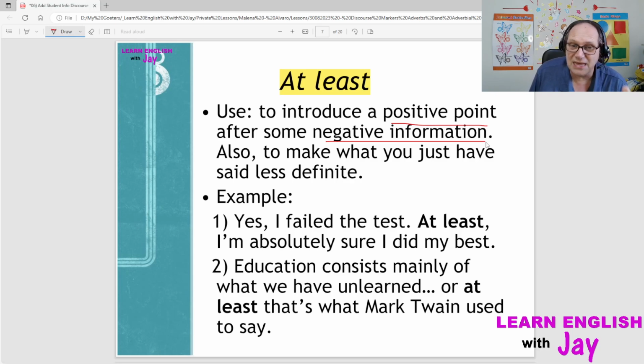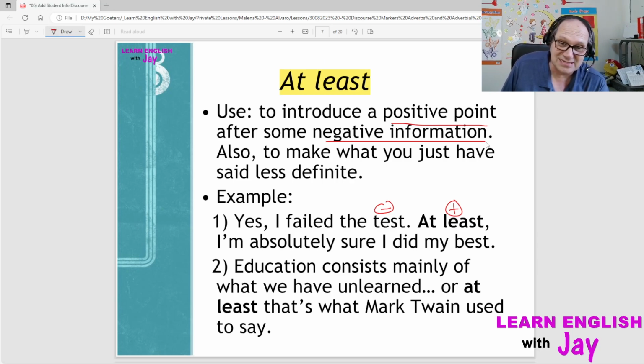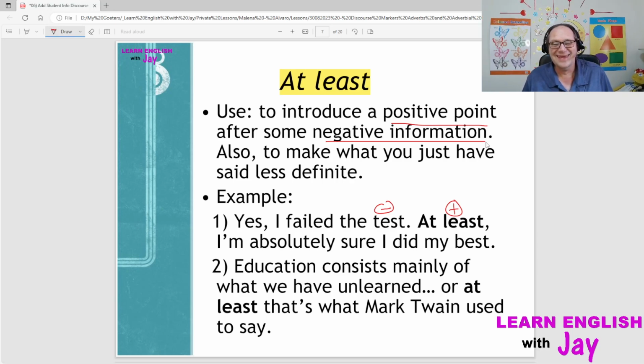So, for example, yes, I failed the test. Okay, that's negative, that's terribly negative. At least I'm absolutely sure I did my best. Okay, so that's a bit positive there. So you've got negative here, and we're trying to move it into a positive. Education consists mainly of what we have unlearned, or at least that's what Mark Twain used to say. So you're trying to put a positive spin on negative information. Okay, that's when we use at least.